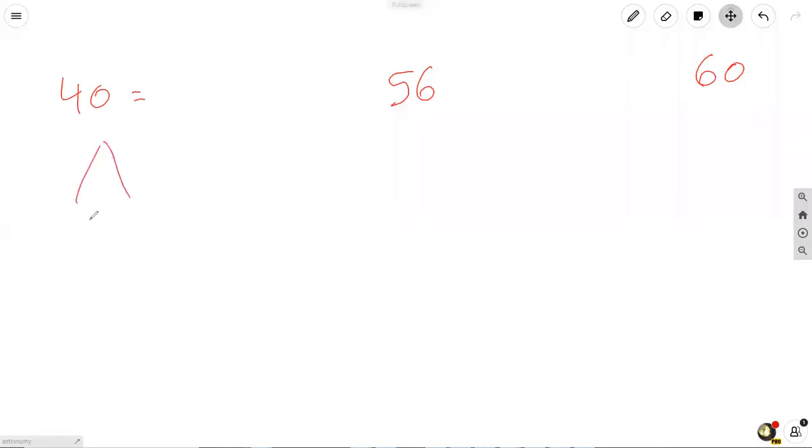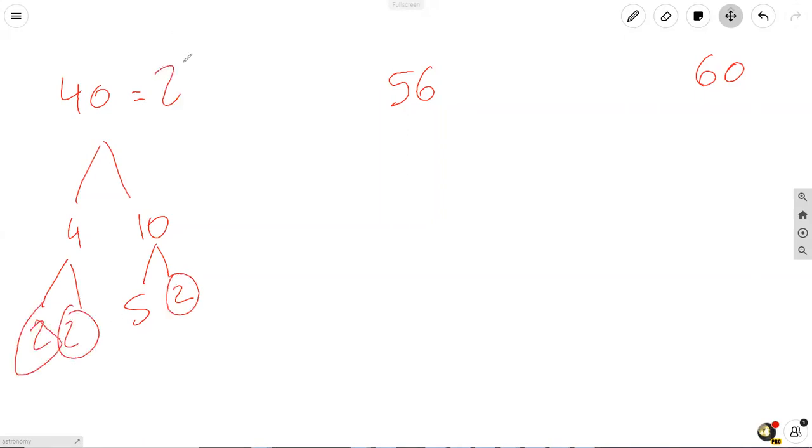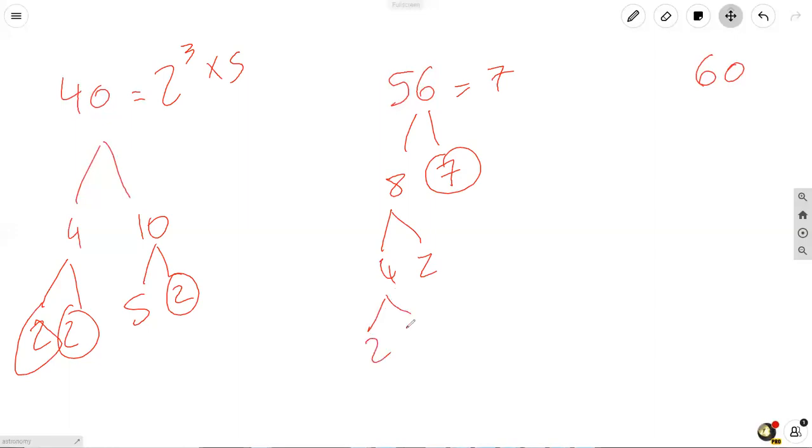Okay. 40 is 4 and 10. 10 is 5 and 2. 4 is 2 and 2. So I got 3 lots of 2s times by 5. Yeah, that is the lowest common multiple. Okay, 56, 8 and 7. So I'll write 7 over there. That's the first prime number. 8, 4 and 2, 2 and 2. So I got 3 lots of 2s. Okay, and that is done.